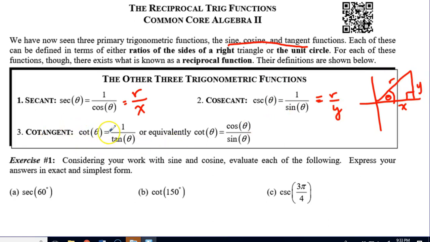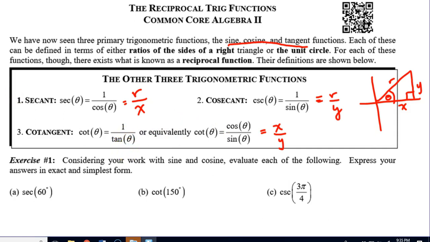And finally, cotangent. That's the reciprocal of tangent. Now, tangent was TOA, right? Y over x. So flip that around: x over y. It's cosine over sine, or you can just say it's 1 over the tangent.